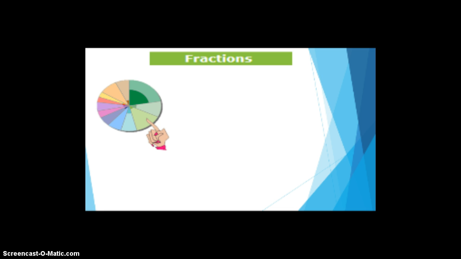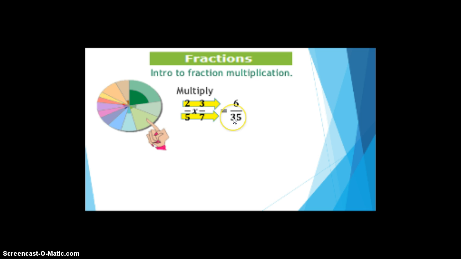Video lessons on fractions. Intro to Fraction Multiplication. An example problem is 2/5 multiplied by 3/7. Simply multiply straight across. 2 multiplied by 3 will be 6, and 5 multiplied by 7 is 35.